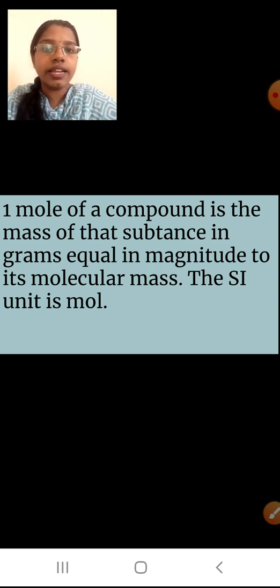Okay students, now we will just see the formula. Number of moles of a substance, that is n, we write it as small n, is equal to mass of a substance in grams upon molecular mass of that substance. If you want to calculate number of moles of a substance, it is equal to mass of the substance in grams upon molecular mass of that substance. We are going to remember this formula. We are going to do some sums based on this formula.